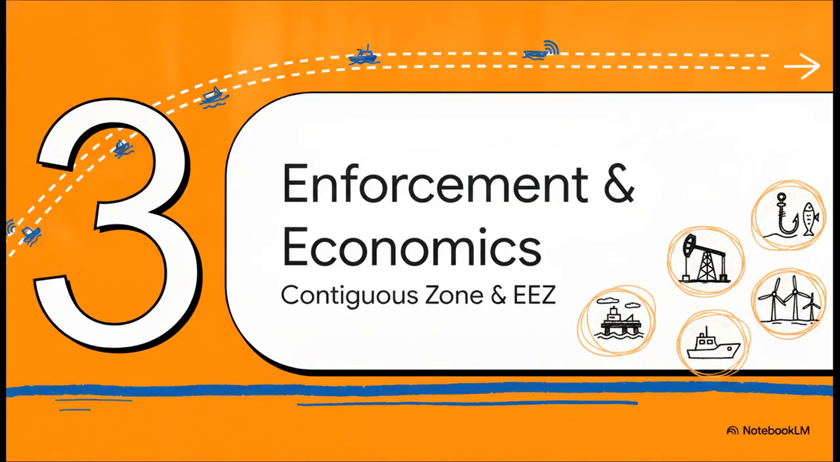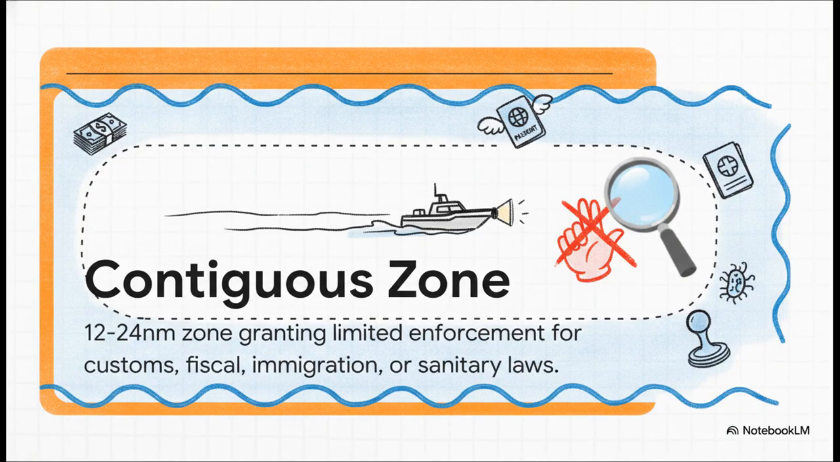Moving further out, we hit Part 3, enforcement and economic rights, specifically the contiguous zone and the EEZ. Just outside that 12-mile territorial sea lies another band, stretching from 12 to 24 nautical miles from the baseline. We call this the contiguous zone. Now, you really need to note, this is not a zone of sovereignty. Instead, it offers a very narrow band of mere enforcement jurisdiction. Imagine a coastal state spots a smuggler dropping anchor just outside its territorial waters. The state can act, but its powers are restricted entirely to preventing or punishing infringements of 4 very specific categories of law: customs, fiscal, immigration, or sanitary laws. That is it. Nothing more.